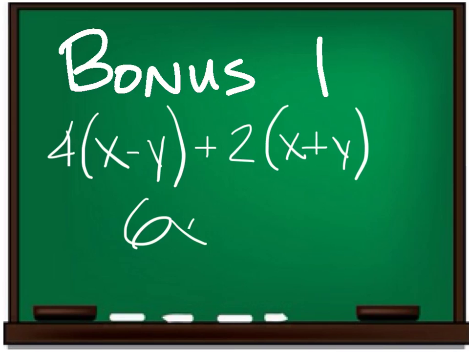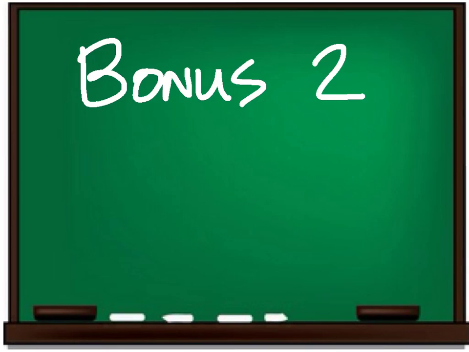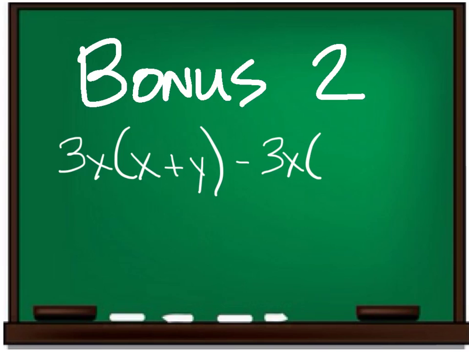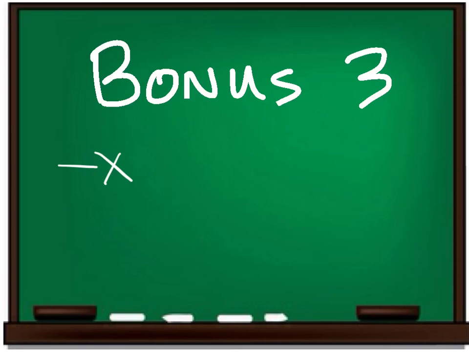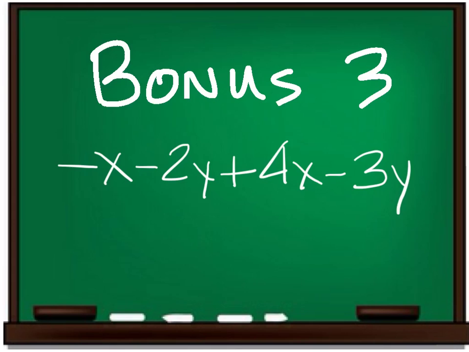Answer is 6x minus 2y. Answer is 0. If you see this and the exact same thing on the other side with that in the middle, answer is 0. Answer on bonus 3 is 3x minus 5y.